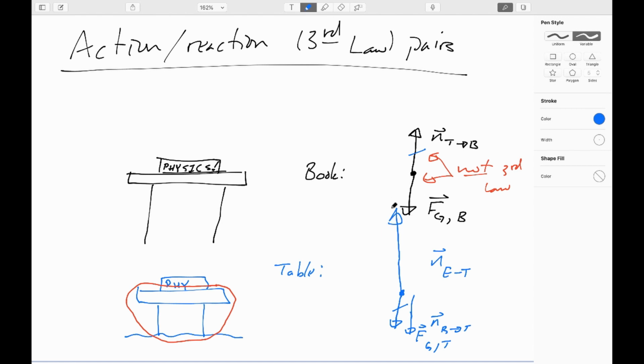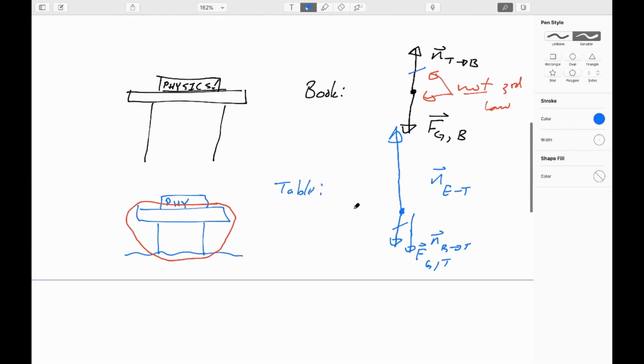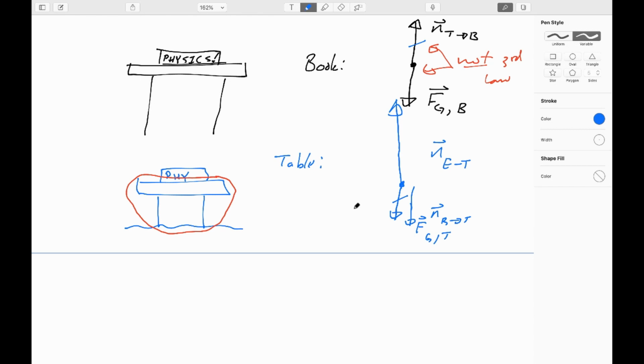Now, what about this force of gravity acting on the book? Who would we have to draw a free body diagram for to find that one? Think about that one for a second, and then I'll get back with you. Okay, so to find the third law pair for the book, the answer there is it's the Earth. So here's the Earth. I'm just going to draw a circle for the Earth. And sitting on the Earth is a table with a book on it.